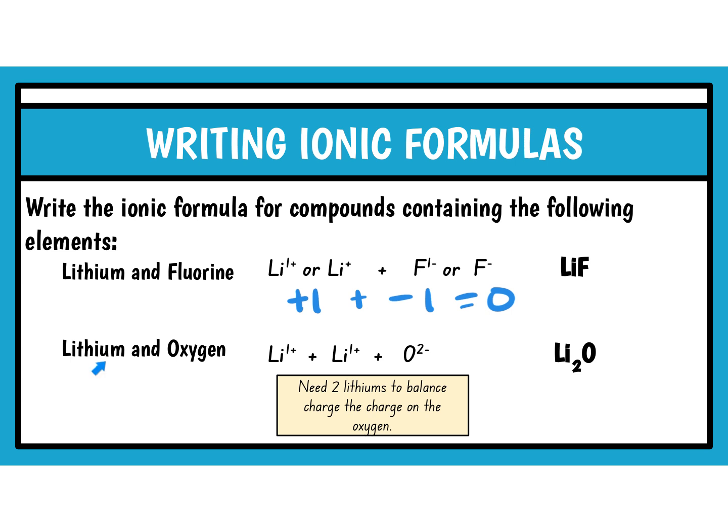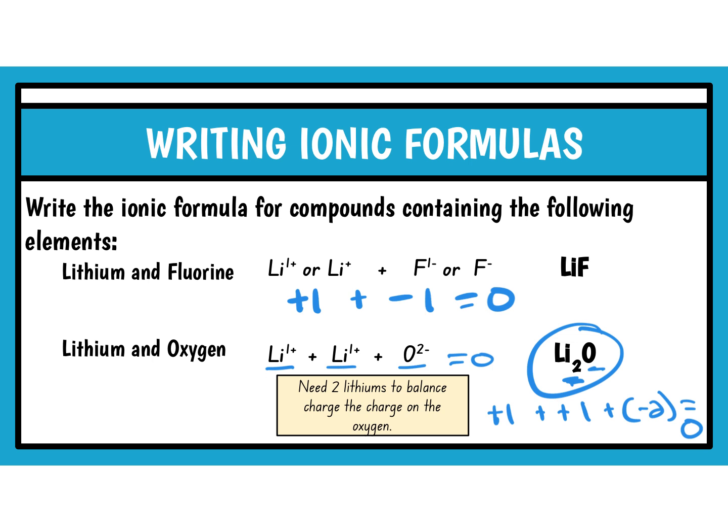If we look down here and we had lithium and we had oxygen, again, lithium is going to have a 1+ charge. Oxygen has a 2- charge. So if we were going to look at these, we would need this 1+ charge plus this 1+ charge plus this 2- charge, and this would equal 0. So let me write this out to be a little bit better. We'd have a +1 plus a +1 plus a -2, and that gives us 0, or you can see that there's no charge here, a neutral compound. But we ended up needing 2 lithiums to balance out the charge on the oxygen.